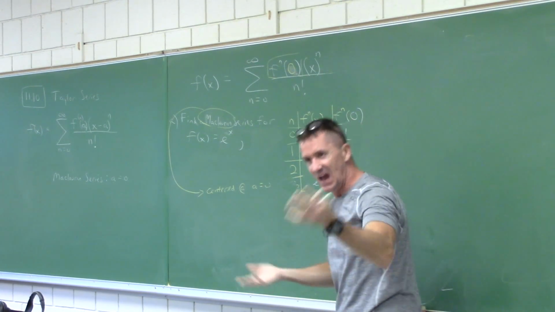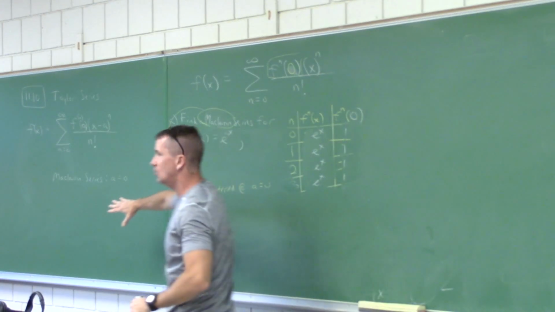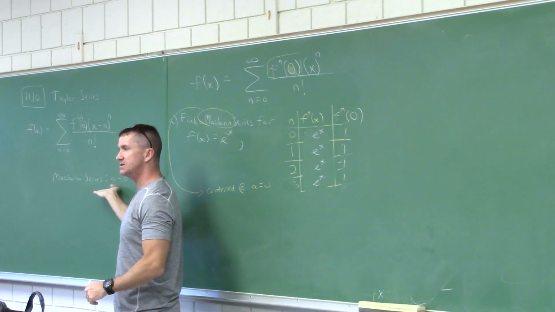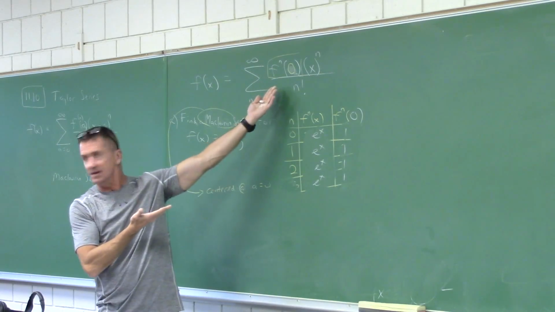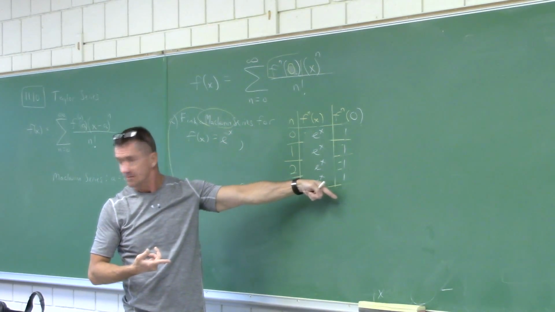X minus 0 to the n, that's why I didn't want to write a whole new formula for you. Just say Maclaurin series, it's centered at a equals 0. It turns into this, right? Evaluate all n derivatives at 0. There they are, all these nice ones.